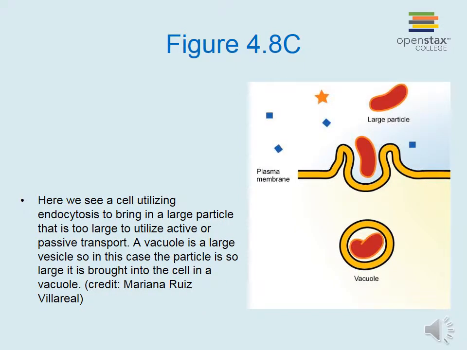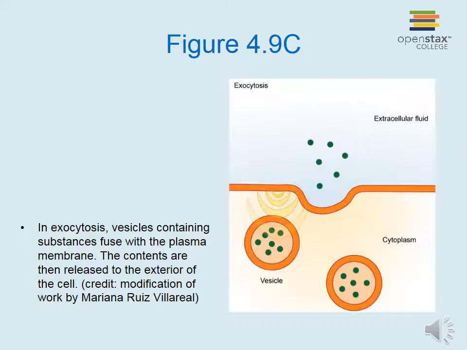Here we see a cell utilizing endocytosis to bring in a large particle that is too large to utilize active or passive transport. A vacuole is a large vesicle, so in this case the particle is so large that it is brought into the cell in a vacuole rather than in a vesicle. In exocytosis, vesicles containing substances fuse with the plasma membrane. The contents are then released to the exterior of the cell.